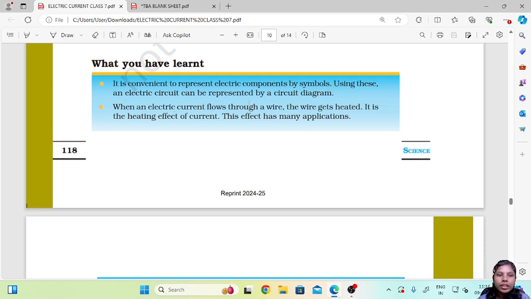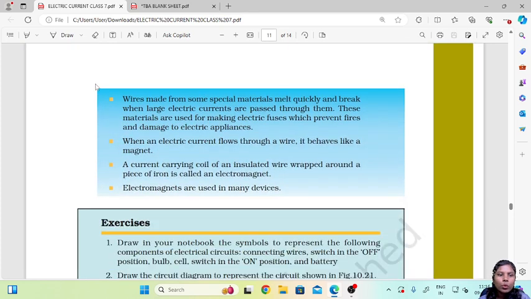When an electric current flows through a wire, the wire gets heated, and this is known as the heating effect of current. This effect has many applications. Wires made from some special materials melt quickly and break when large electric currents are passed through them. That is, a wire has a certain limit. The moment you cross that limit and supply extra current, that wire either breaks or melts down. These materials are used for making electric fuses, which prevent fires and damage to electrical appliances.